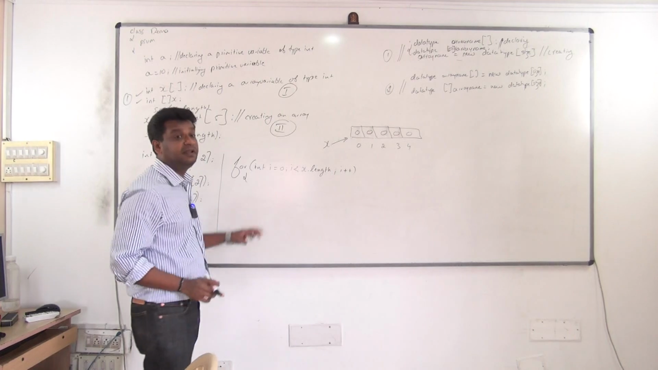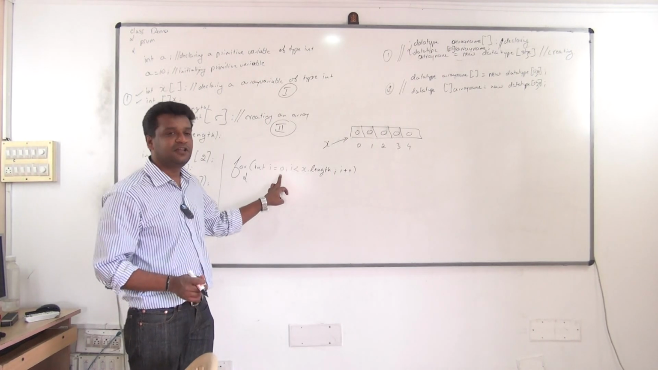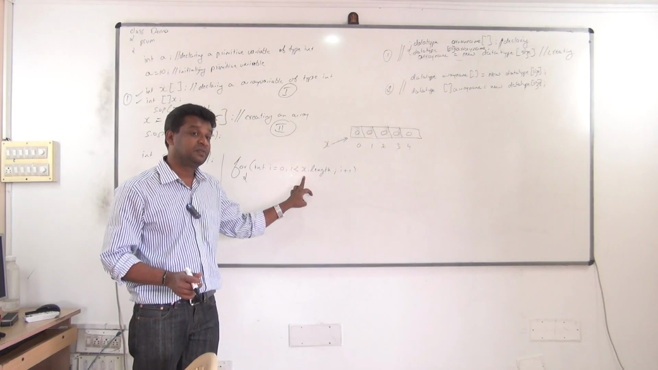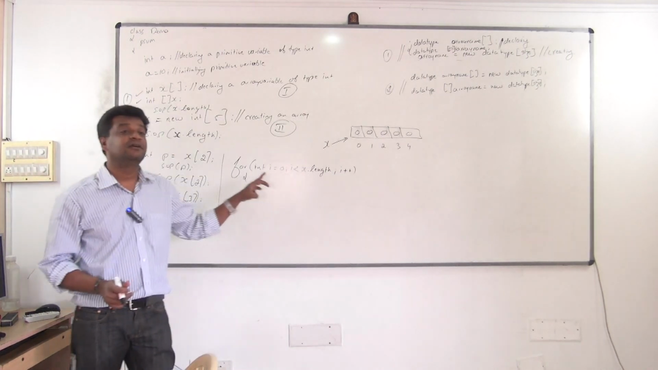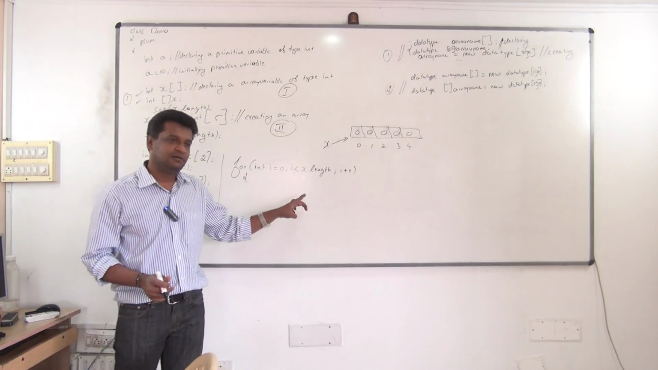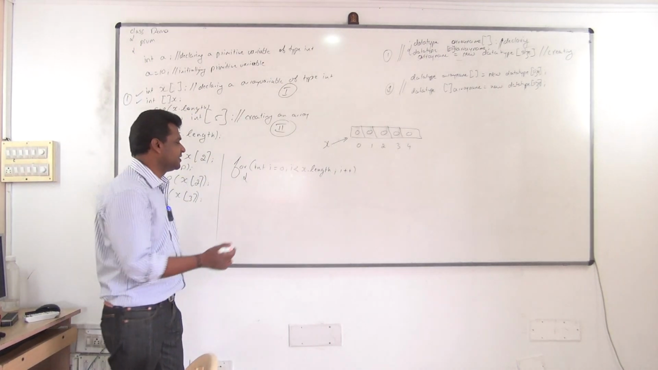Int i is equal to 0. I'm declaring one variable and it's initialized to 0. I am checking whether the value of i is less than what? The length of the array. What is the length of the array? 5. It was printed for you here. So i will be less than what? 5. So it enters the loop and it will start executing now.